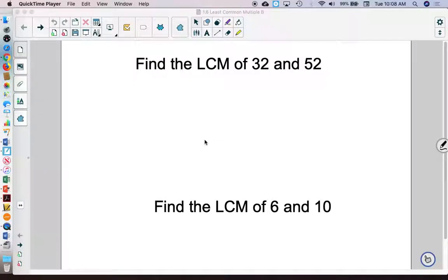Still making sure that we can find the least common multiple. And if I don't tell you what method to use, you can use whatever method you want. Okay?